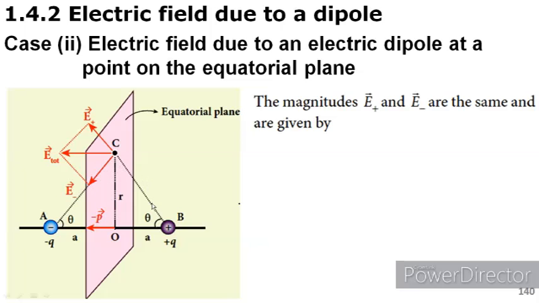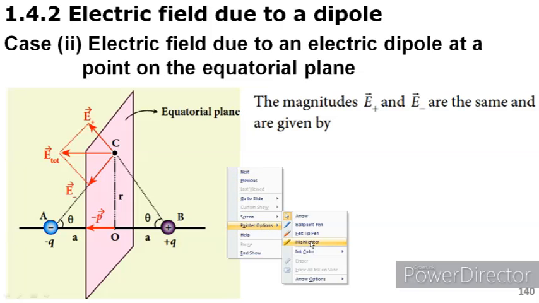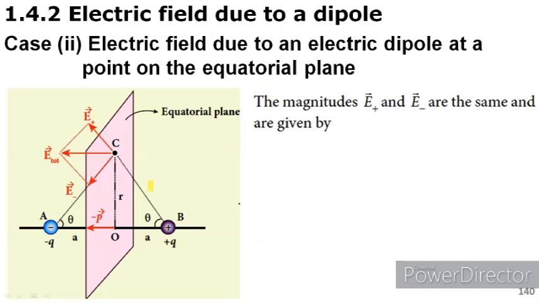So here this point is at a distance. What is this distance? This is a right angle triangle, so by using Pythagoras theorem we can write this distance. If this distance is r and this distance is a, then this distance will be square root of a square plus r square, isn't it? A square plus r squared.